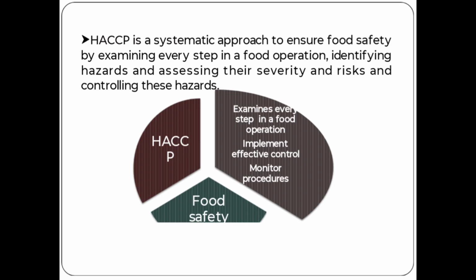HACCP is a systematic approach to ensure food safety by examining every step in a food operation, identifying hazards, assessing their severity and risks, and controlling these hazards. It examines every step in a food operation. It implements effective control and monitoring procedures.